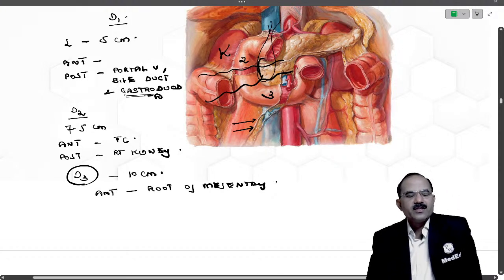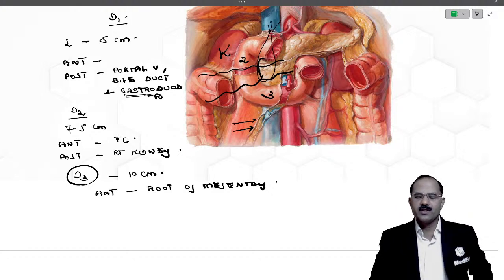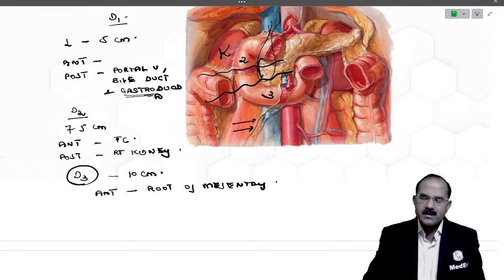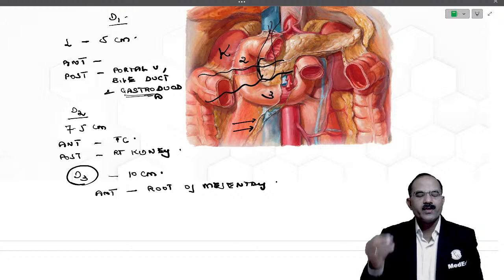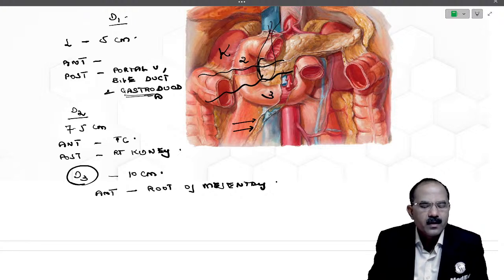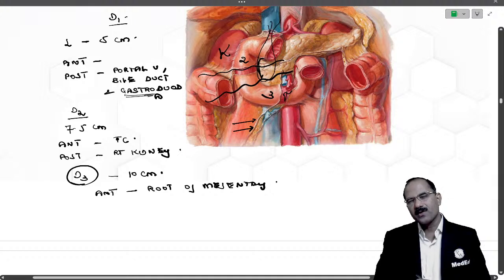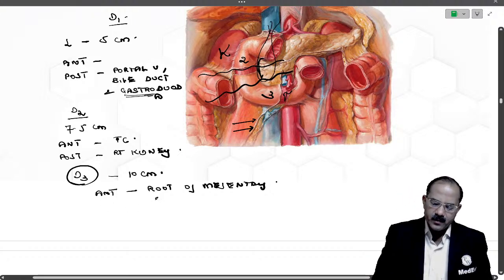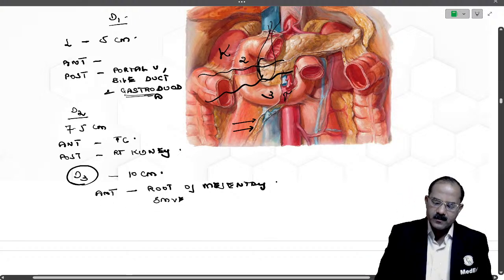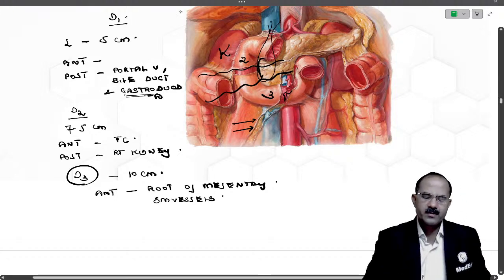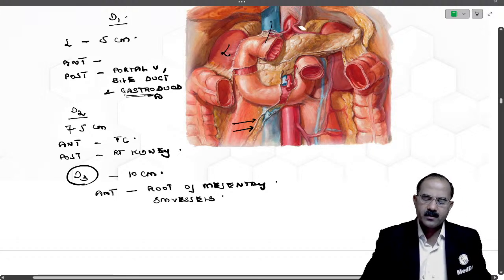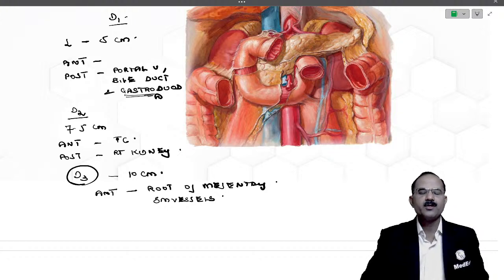Anterior relation is being asked. Root of mesentery. And there's someone else also. Very good. Yes, that's the superior mesenteric vessels. You can see the artery and vein also crossing. The superior mesenteric vessels cross anteriorly the third part of duodenum.